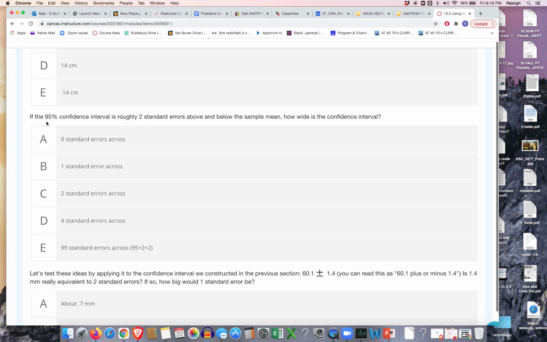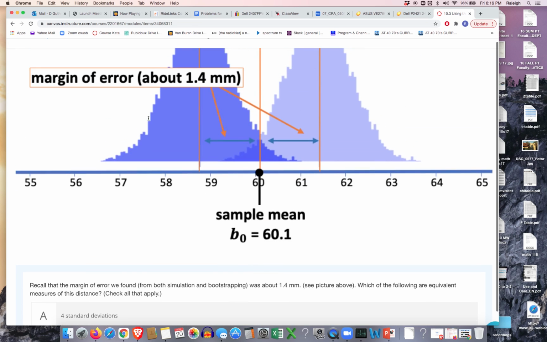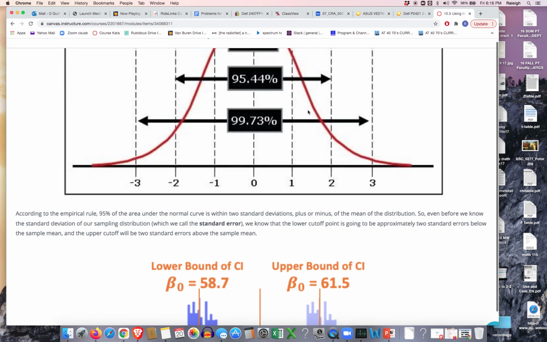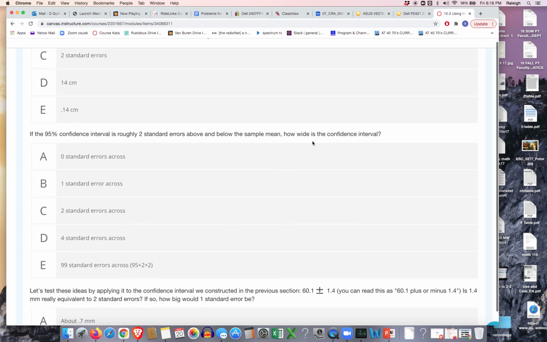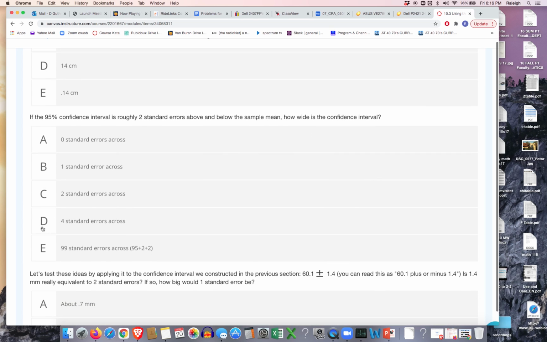It was not very simple. So anyway, this one says the 95% confidence interval is roughly 2 standard errors above and below the sample mean. How wide is the confidence interval? Well, how wide across wouldn't be just 2, it'd be 2 on one side and 2 on the other. Let's take a look at the better sketch back here. 2 over here and 2 over there. 2 and 2 is 4. And they do have an answer for 4. There it is. It's D. It's not going to be 1 or 2, or certainly not 0. And 99 is a crazy answer.